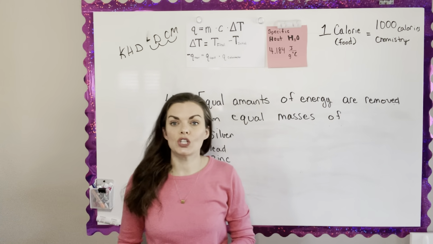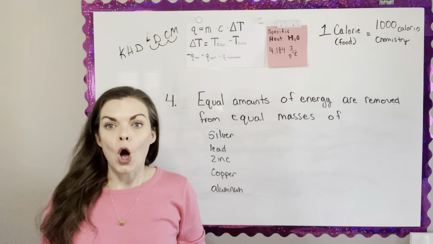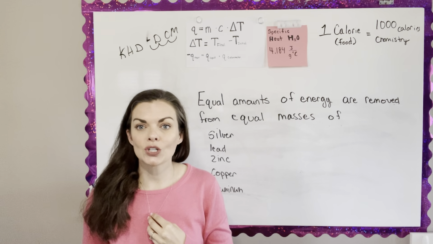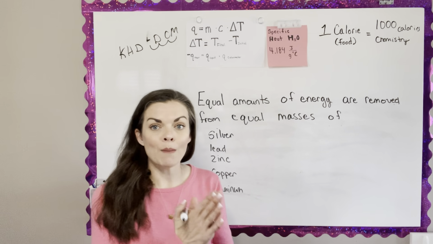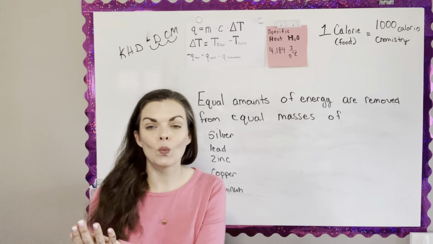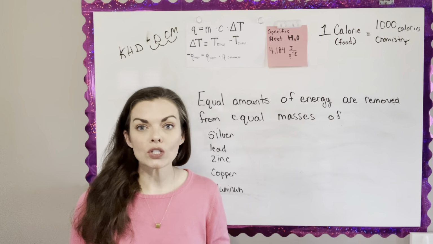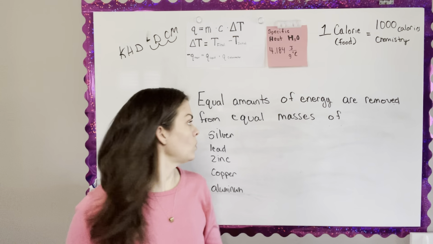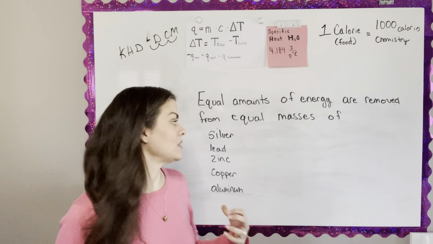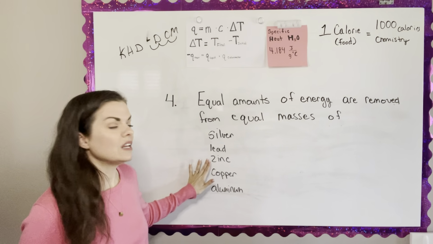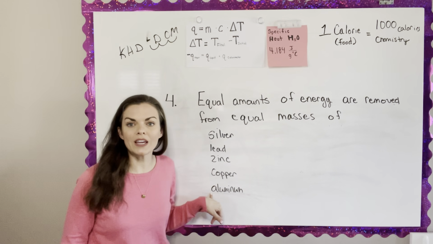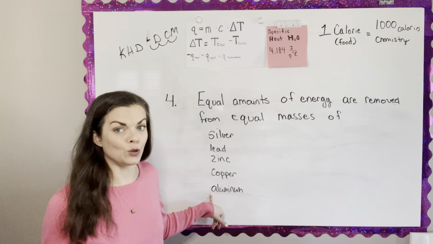And so something you will actually have to learn is that it takes 4.184 joules of energy to raise 1 gram of water 1 degree Celsius. There's a list of these in your book on page 392, and they tell you exactly how much heat it takes to raise 1 gram of a bunch of different elements 1 degree Celsius. And so for question number 4, it tells us that equal amounts of energy are removed from equal masses of, and then they give me a sample of silver, lead, zinc, copper, and if you're in America, we say aluminum. If you're in, I know at least in Uganda, they say aluminium.